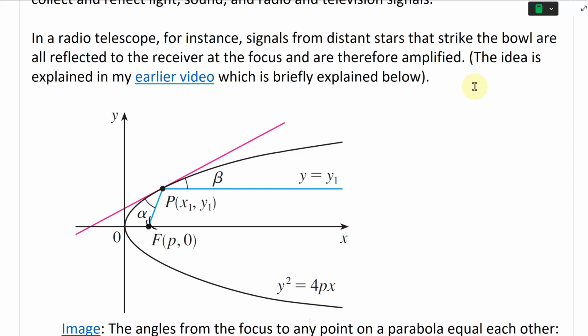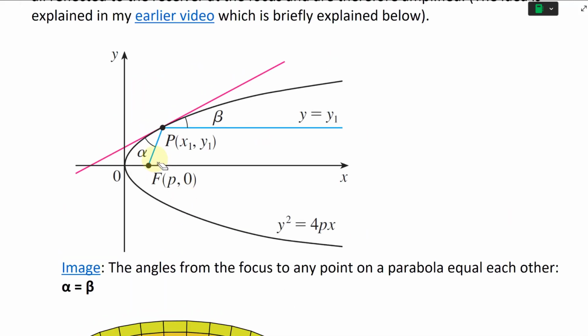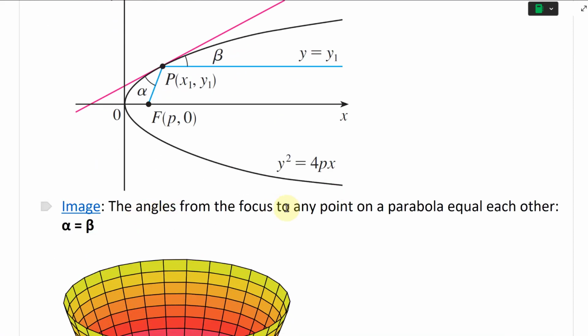So the idea is explained in my earlier video, which is briefly explained below. I'll go over it a bit here. So basically, in my earlier video, I showed that when it goes parallel like this, you have an angle beta and this angle alpha, and I showed that the angles are the same when it's parallel. So the angles from the focus of any point on the parabola equal each other. So any point right here, this angle is going to be theta, this is going to be beta. So these angles always equal each other. So that's pretty cool stuff. And hence all you do is hit it, and it will go back straight at that same angle.